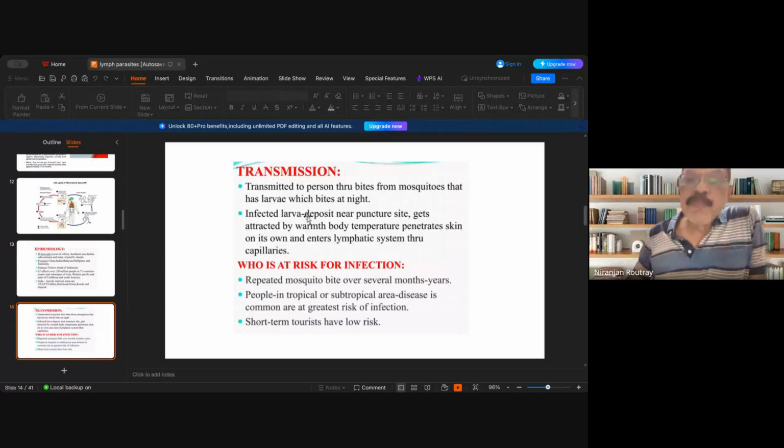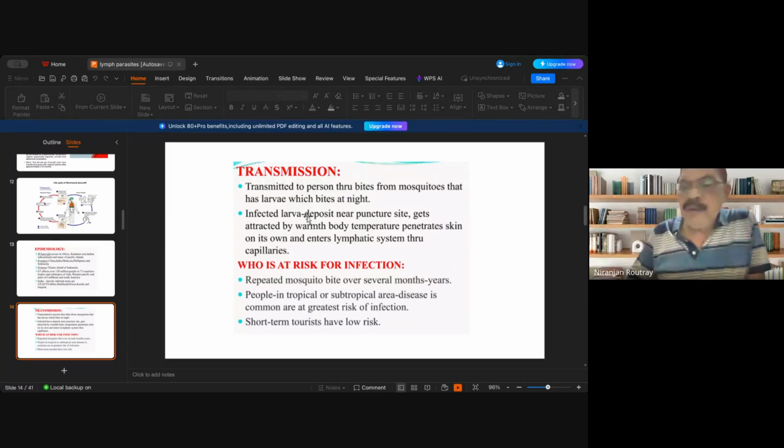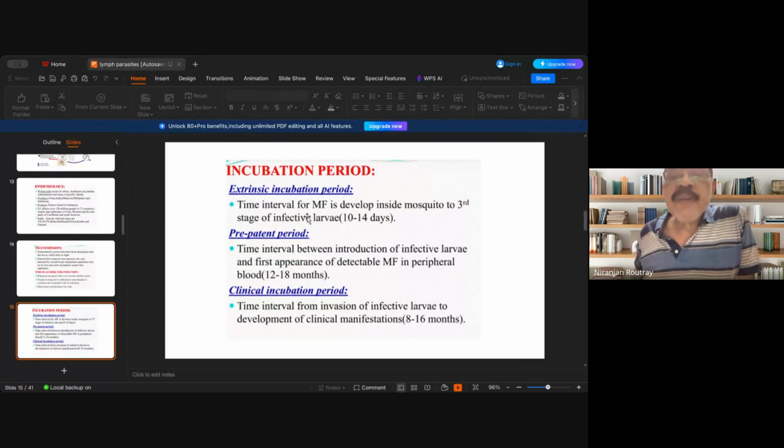People in tropical and subtropical areas, where the disease is common, are at greater risk of infection. Short-term tourists to this endemic region are also at higher risk of being infected with filariasis. Now, the incubation period of microfilaria is generally 10 to 14 days. So, the time interval for microfilaria to develop inside the mosquito to the third stage, after entry into the mosquito and its maturation into the infective stage, is 10 to 14 days, and it is called the incubation period.